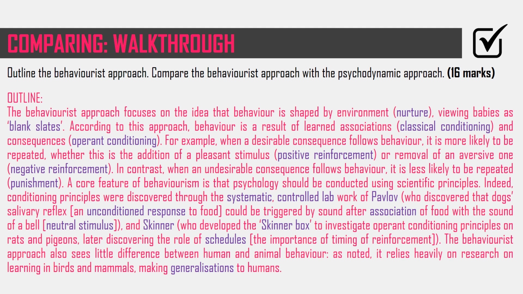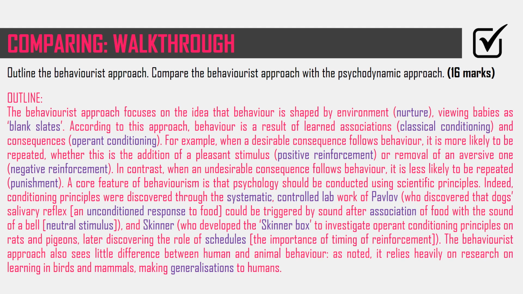According to this approach, behavior is a result of learned associations, classical conditioning, and consequences, operant conditioning. For example, when a desirable consequence follows behavior, it's more likely to be repeated, whether this is the addition of a pleasant stimulus, positive reinforcement, or the removal of an aversive one, negative reinforcement.